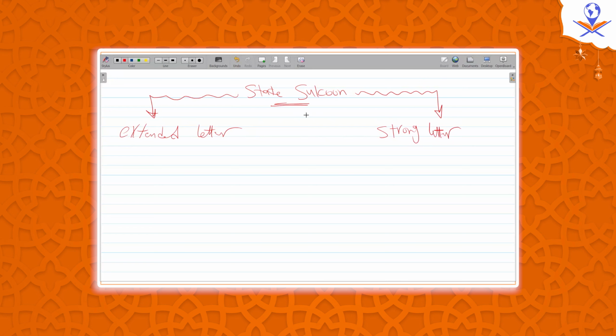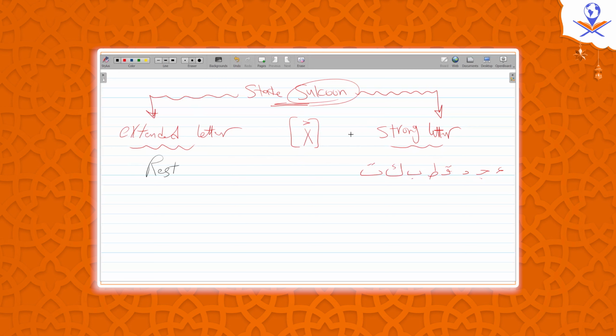If any letter is in the sukun state, let's say X letter with a sukun, this X is sometimes extended, sometimes strong. What are the strong letters? The strong letters are fixed letters. Ajid, qatin, bakat. These are the strong letters. Flexible letters are all the rest of the letters.